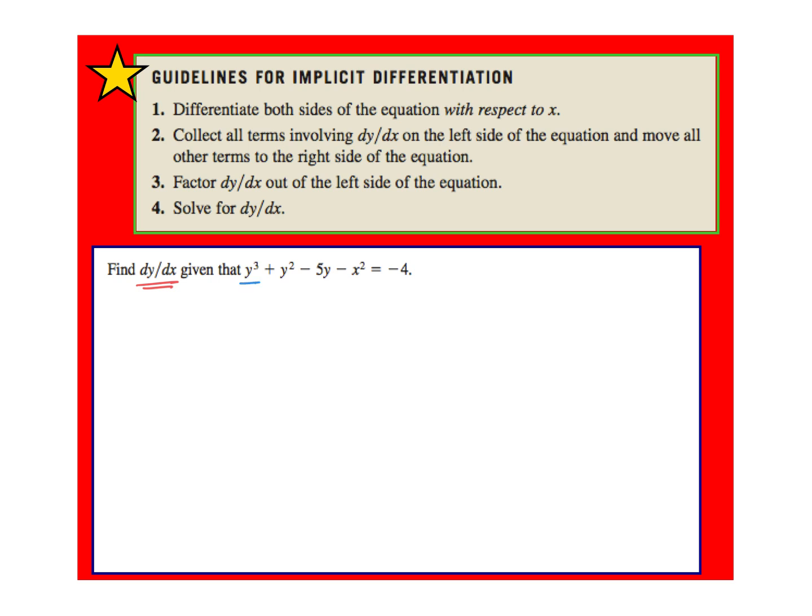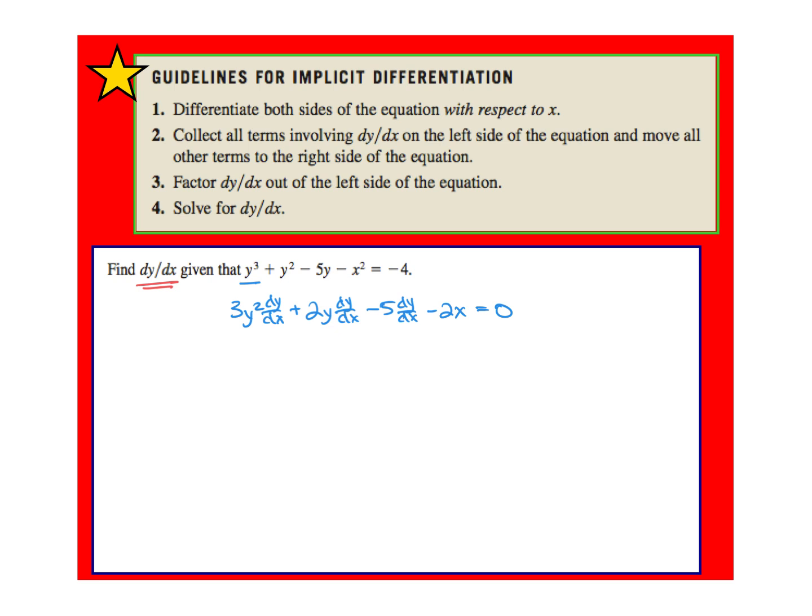So what's the derivative of y cubed? 3y squared dy/dx. And then plus, what's the derivative of y squared? 2y dy/dx. And then what's the derivative of -5y? -5 dy/dx. And then what's the derivative of -x squared? -2x. It's technically dx/dx, but do we put it? No, because the variables agree. And then is equal to what? 0. All right? Because the derivative of any constant is 0.